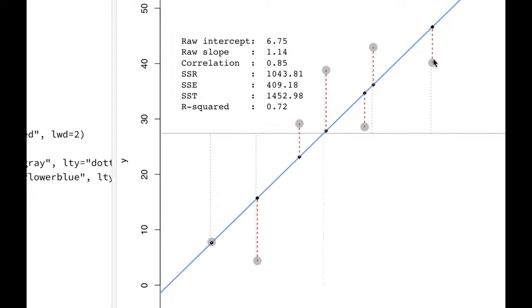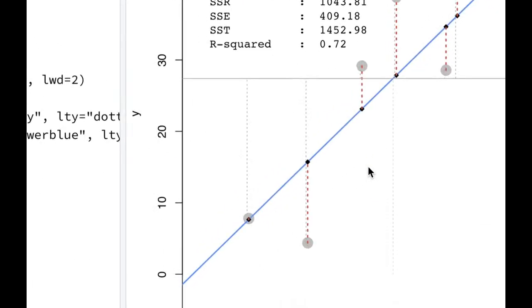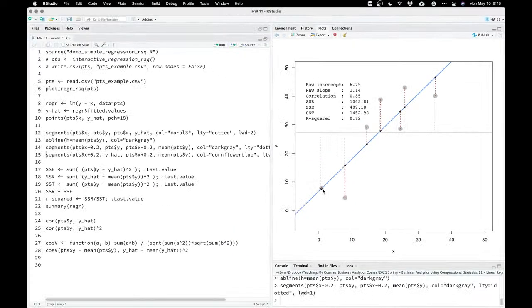So when I'm doing the total variance of y, it's looking at these gray distances, like this distance from the mean to the actual points. That is the distance that is squared and summed to compute the total variance of y.